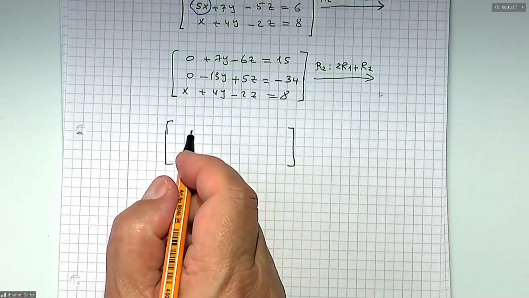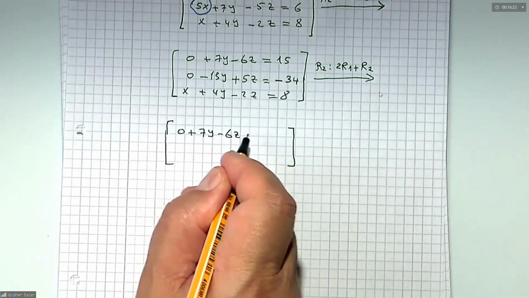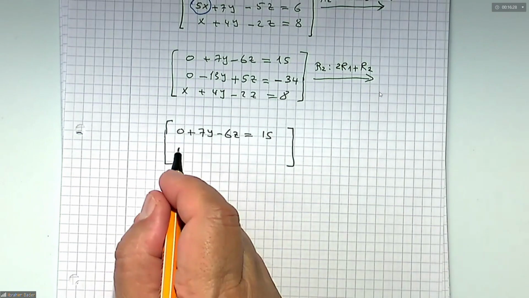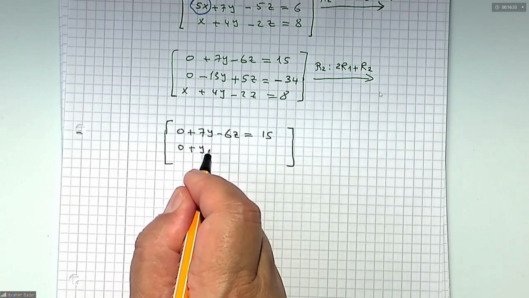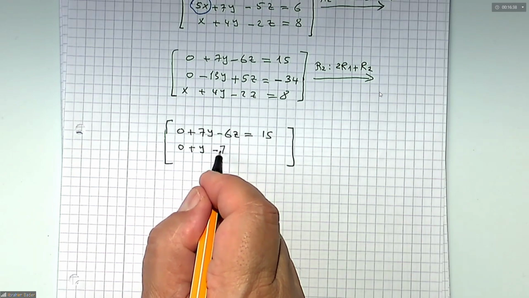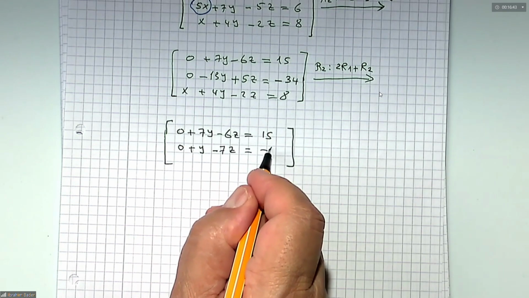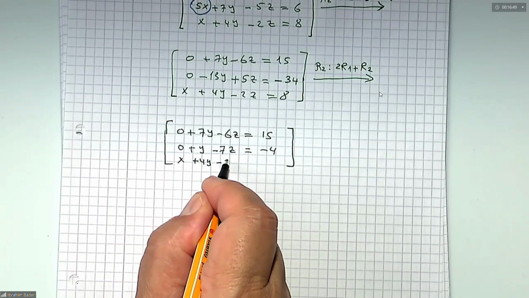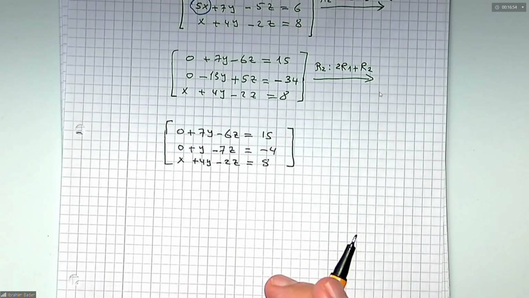First row remains the same, so 0 plus 7y minus 6z equals 15. Now the second row becomes y minus 7z equals negative 4. So this is the step I carried out. And the third row is x plus 4y minus 2z equals 8.